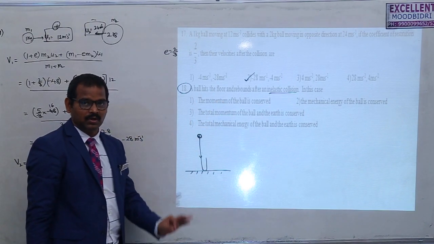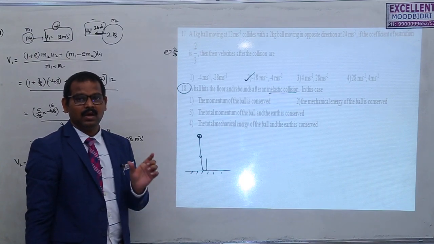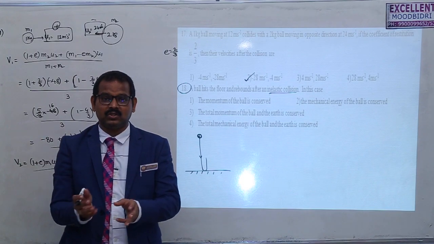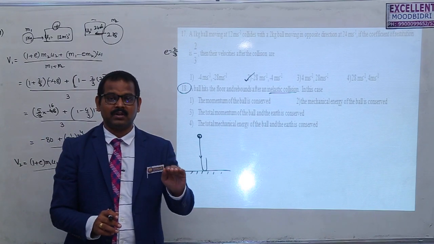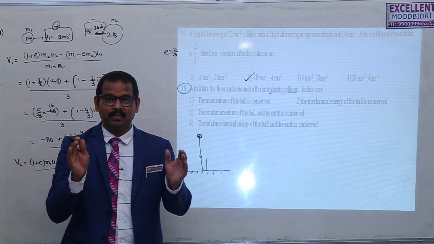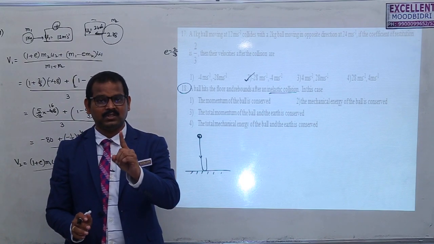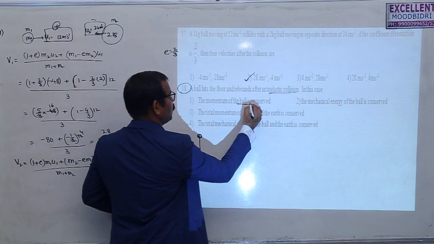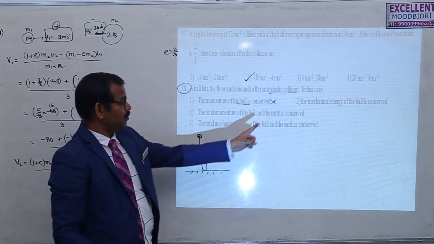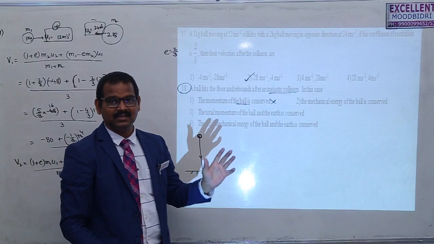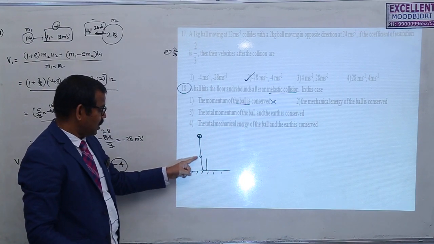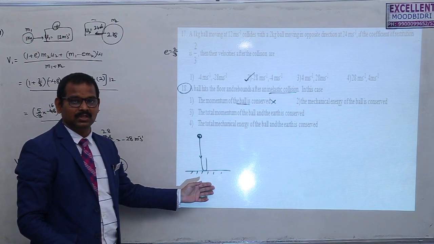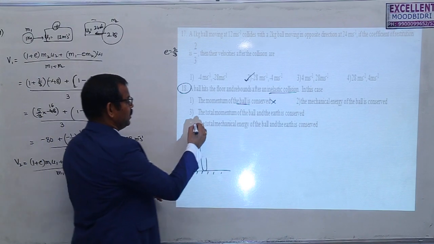The momentum of the ball is conserved. In any collision, the momentum of the system will be conserved. That means, momentum of the entire system before collision is equal to momentum of the entire system after the collision. So, momentum of the system will be conserved, but the momentum of one single ball or single body is never conserved. So, momentum of the ball is not conserved. The mechanical energy of the ball is conserved. Here, some part of the energy converts in the form of heat energy or sound energy here. So, it is not there.